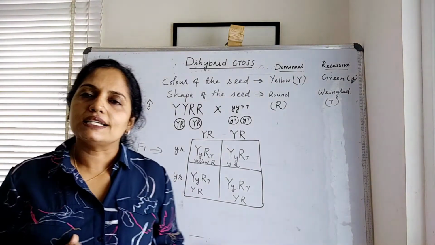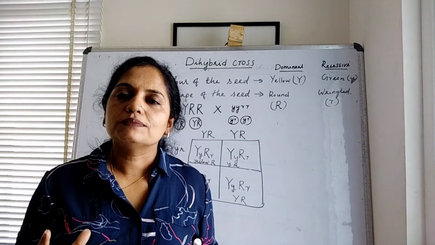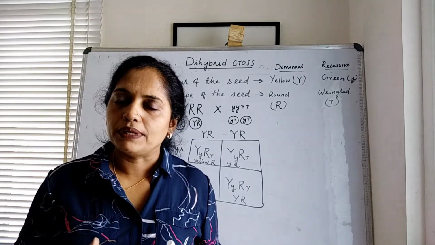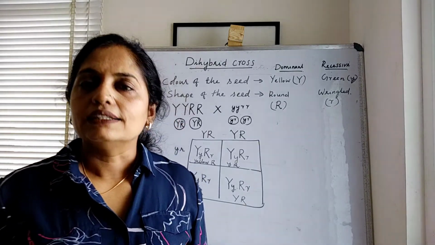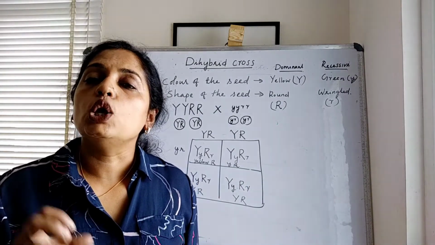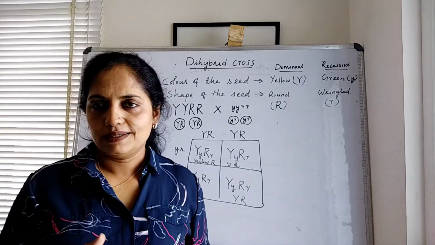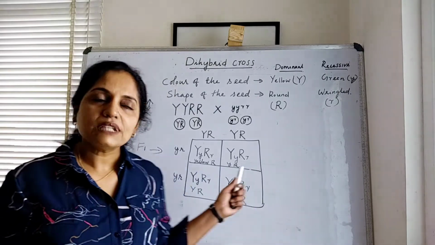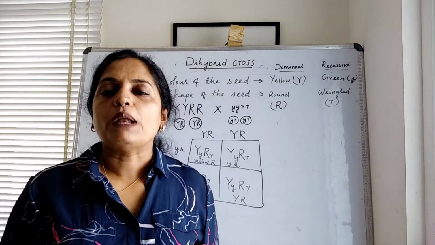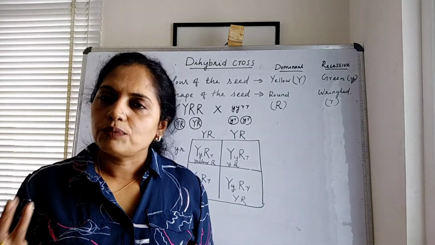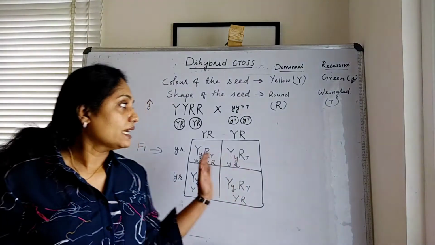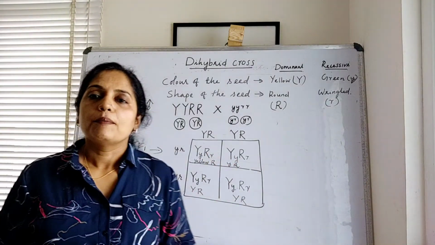So in the F1 generation, Mendel got which type of plants? Phenotypically, all the plants produced round-shaped and yellow-colored seeds. Then from the F1 generation, again he selected a few plants and produced his F2 generation. Now let us see the F2 generation in a Punnett square.